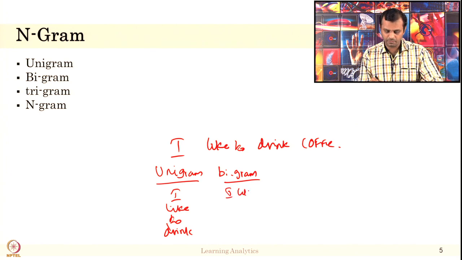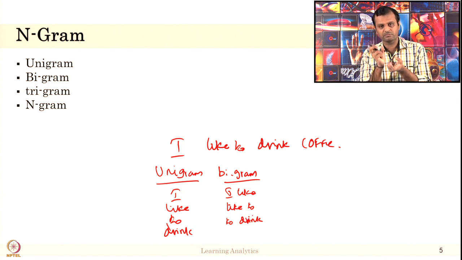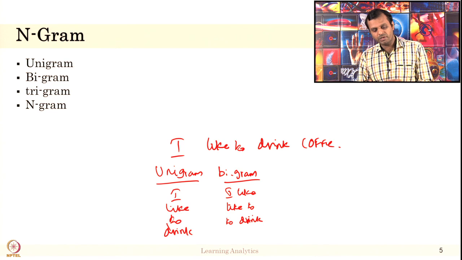For a bigram, I want all the two words together in the dictionary. "I like" is one entry, "like to" is the other, "to drink" is the third combination of the bigram in my dictionary. "Drink coffee" is one. If it is trigrams, "I like to drink", "like to drink coffee", something like that comes in.